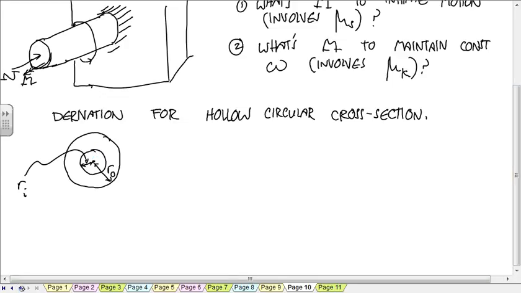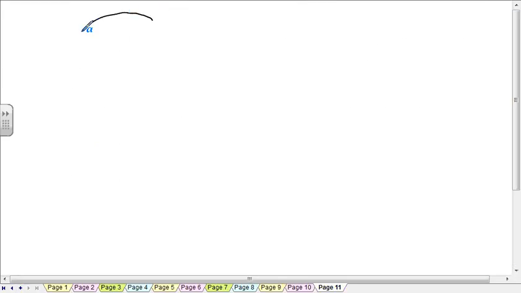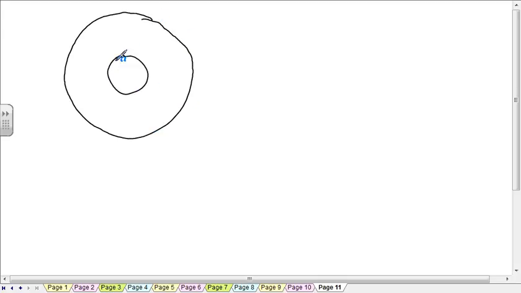Okay, so if this is the problem, we're going to break it up into a bunch of rings like this. So this is our infinitesimal ring.